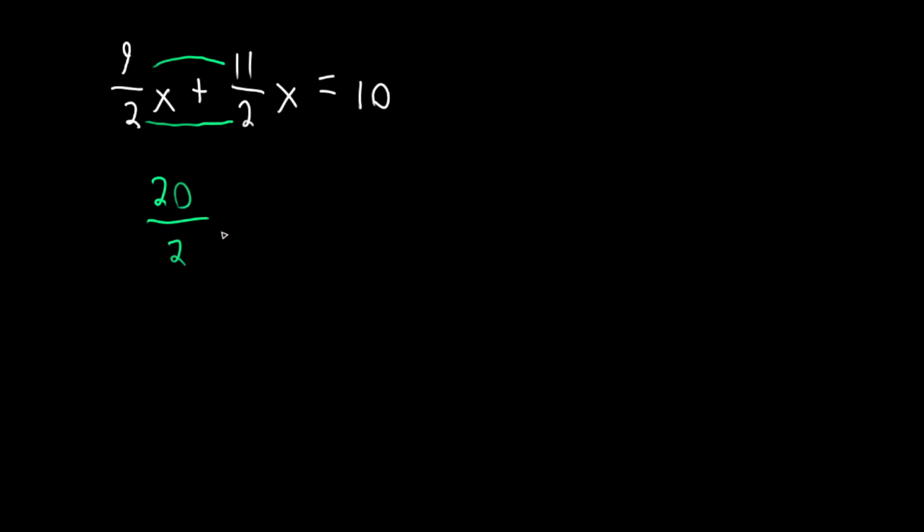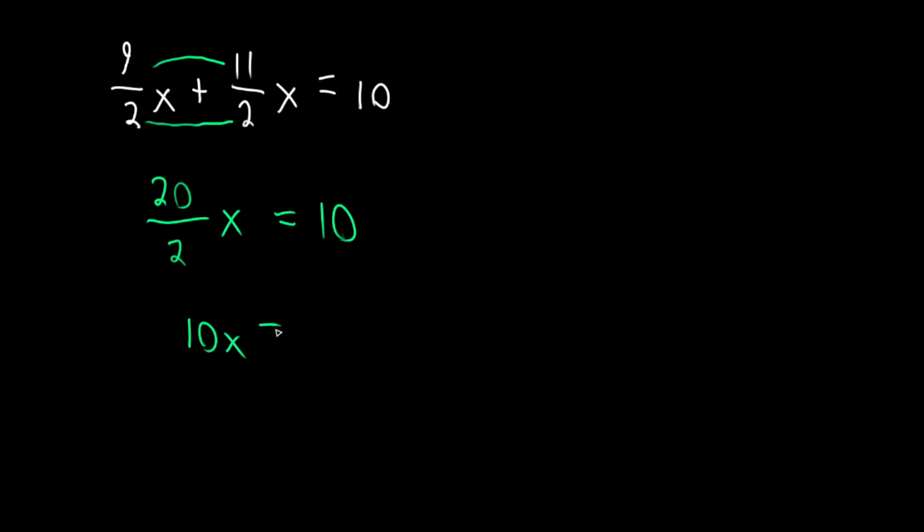All right, 9 over 2, or 9 halves, x, plus 11 halves x, equals 10. We can combine these. They're like terms. They have the same denominator. So 9 plus 11 is 20 over 2 x equals 10. 20 over 2 is just 10.